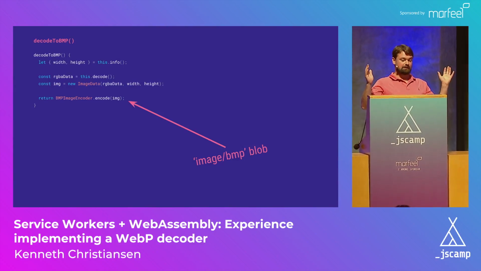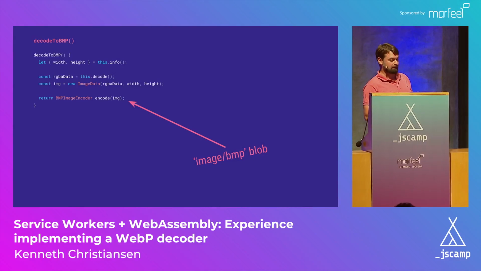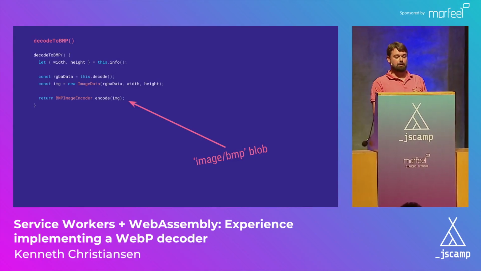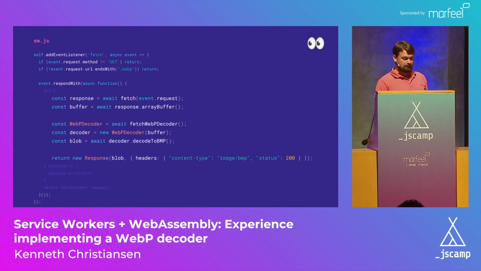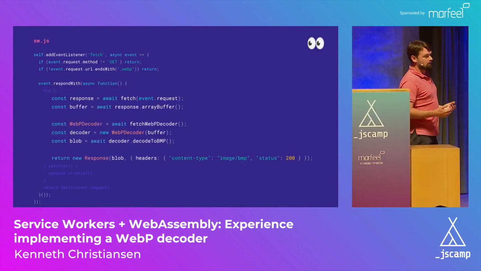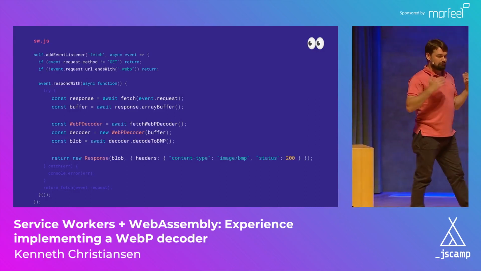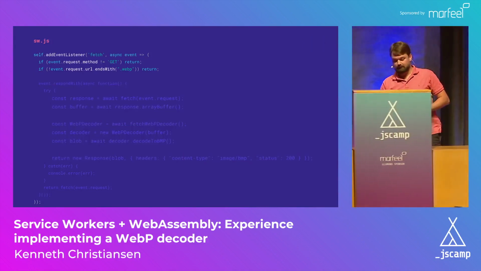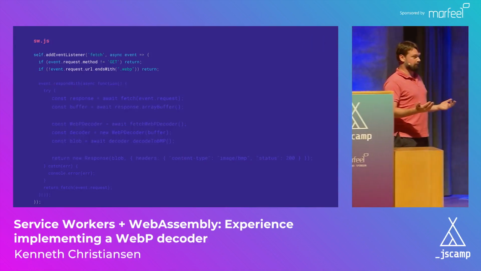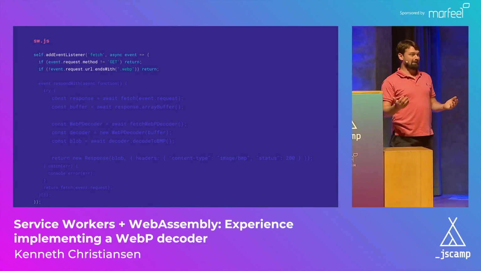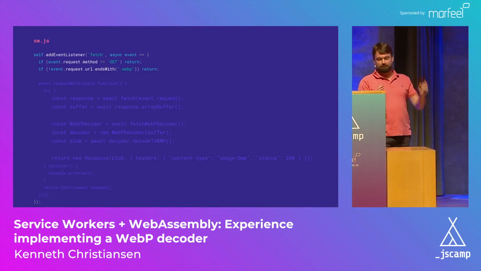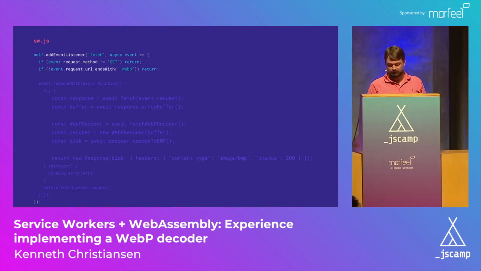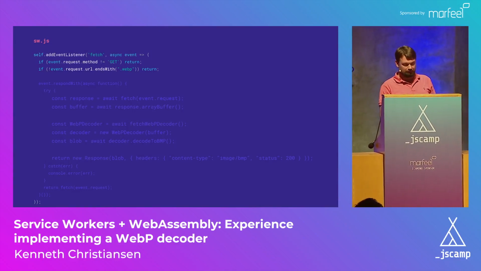Using this BMP encoder, I added a new method called decode to BMP. When it has the image data, it just calls the BMP image encoder, and then it gets an image BMP blob back. This is how I'm actually doing it in the service worker. When you get a fetch, the first thing you check is whether this is a GET method and whether it is a WebP image. I should probably check the MIME type, but here I'm just checking whether it ends in .webp. This is just an approach to test anyway.